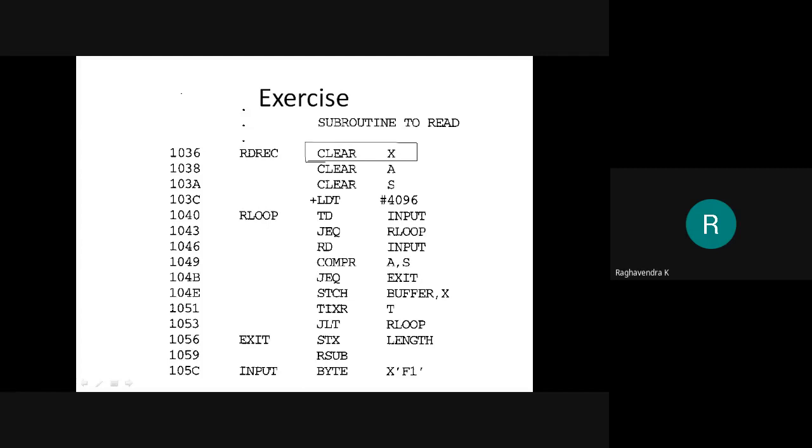And the opcode for clear is B4. So this is a 2-byte instruction format. How do we assemble it? It's very easy. B4, we write it as it is. So it is the 8-bit opcode. Now register 1 and register 2 values have to be filled up.